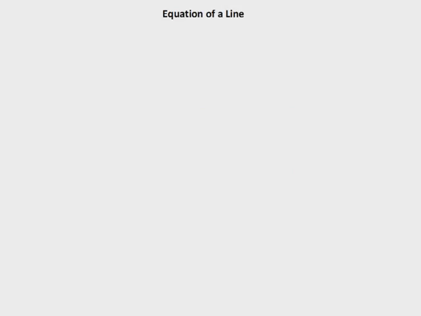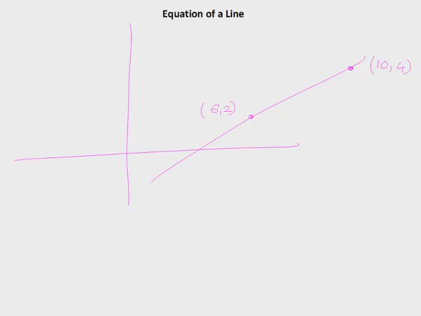The equation of a line. So we saw the equation of two very interesting lines, the horizontal lines and the vertical lines. Now let's derive the equation of a general line. Let's say I have some line and I have 2 points on it. Let's take the points as (6, 2) and (10, 4). These are my 2 points A and B. And I need to derive an equation of the line.